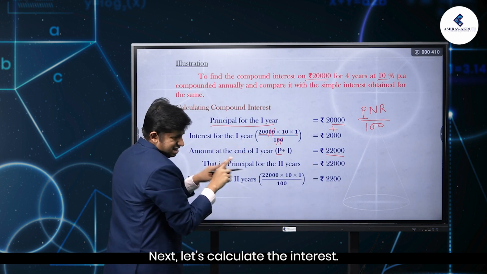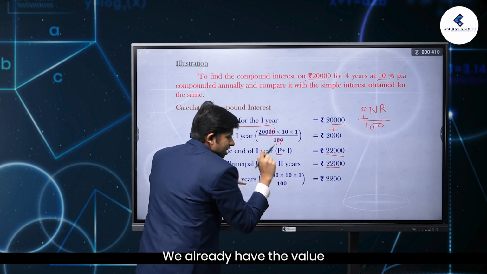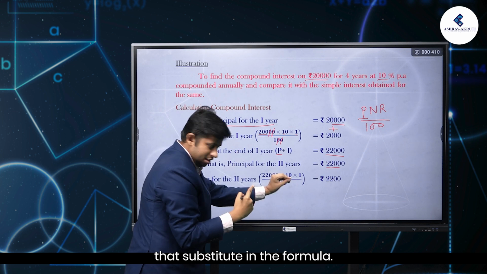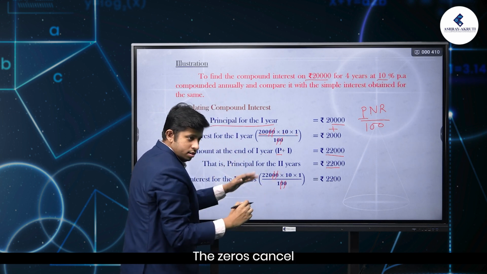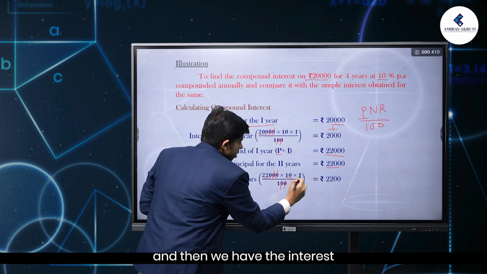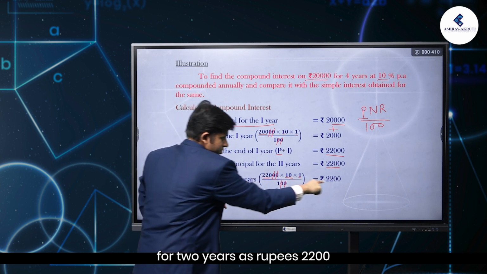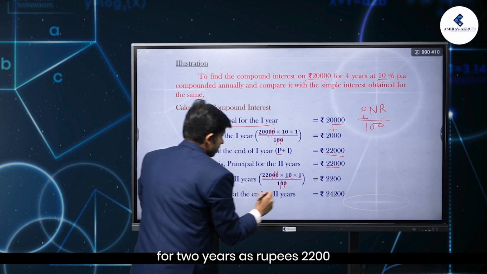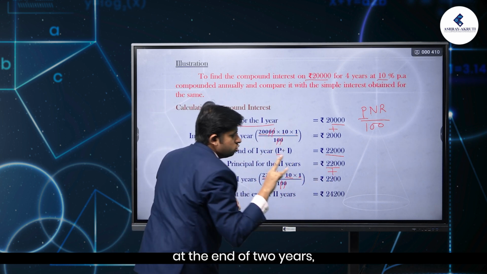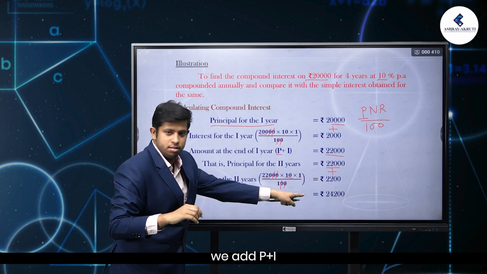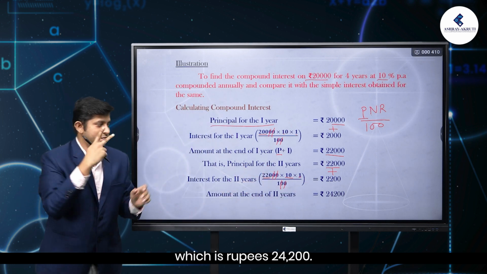Next, let's calculate the interest for 2 years. We already have the value. Let's substitute in the formula PNR by 100, where P is 22,000 into 10 into 1 by 100. The zeros cancel, and then we have the interest for 2 years as rupees 2,200. Now, in the same way, we find the amount at the end of 2 years. We add P plus I, which is rupees 24,200.